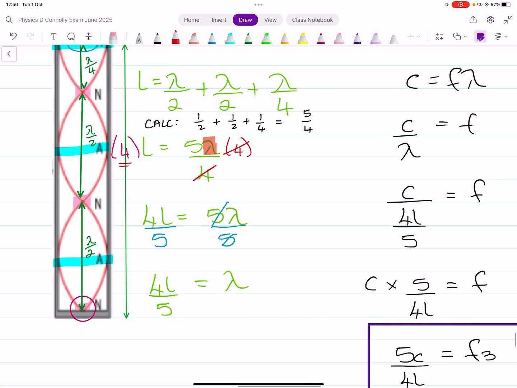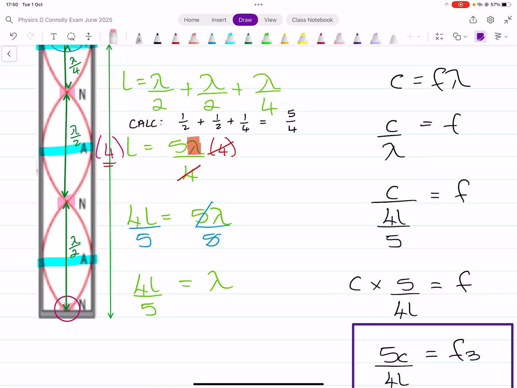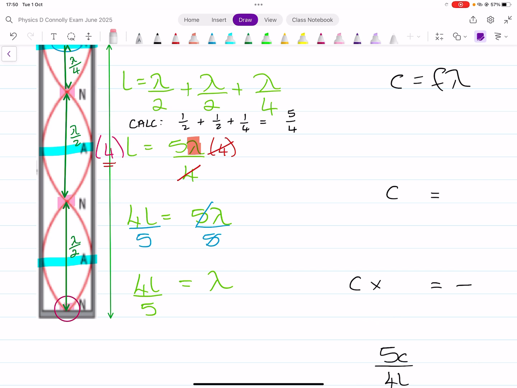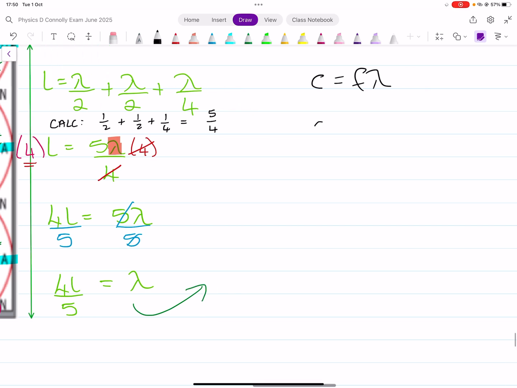Same maths. Now, I'm doing this slightly differently, so I'm going to take this out. Now that I have that, I'm going to sub that in up here. So I get C equals F times lambda, which is 4L over 5. I want to try and isolate the F. I did that in pink, didn't I?